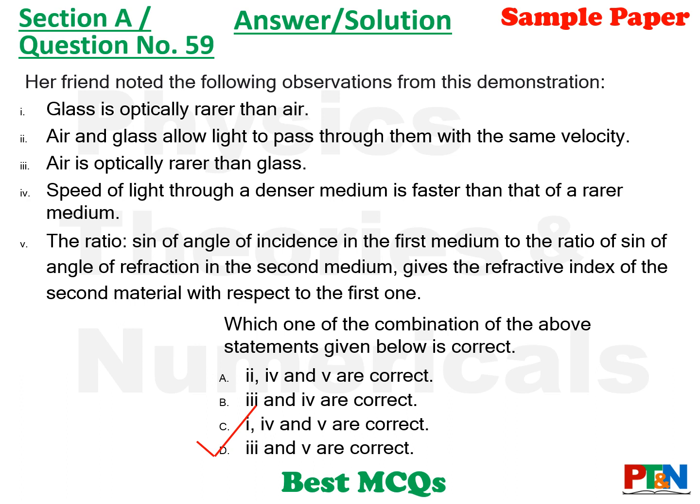The ratio of sine of angle of incidence in the first medium to the sine of angle of refraction in the second medium gives the refractive index of the second medium with respect to air. That's Snell's law. That's correct. So option 3 and 5, they are correct. That is, here it is option D.